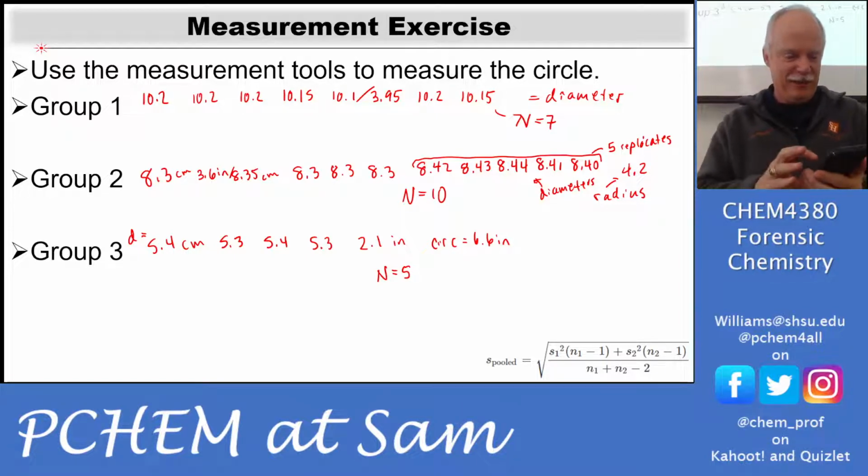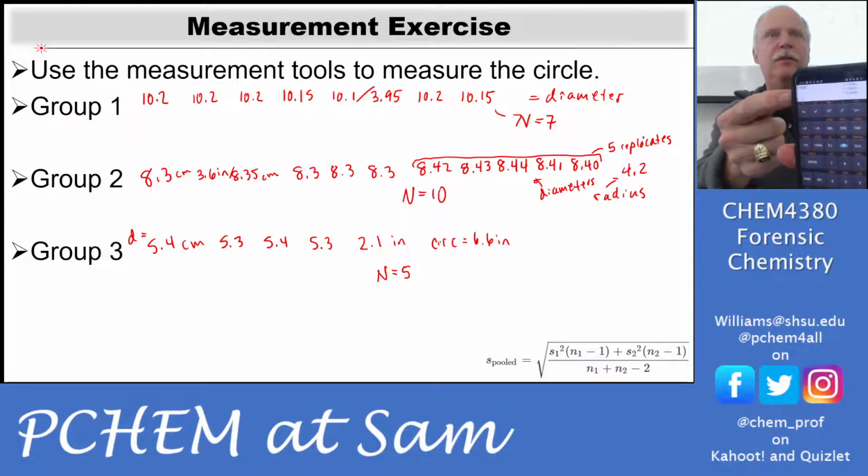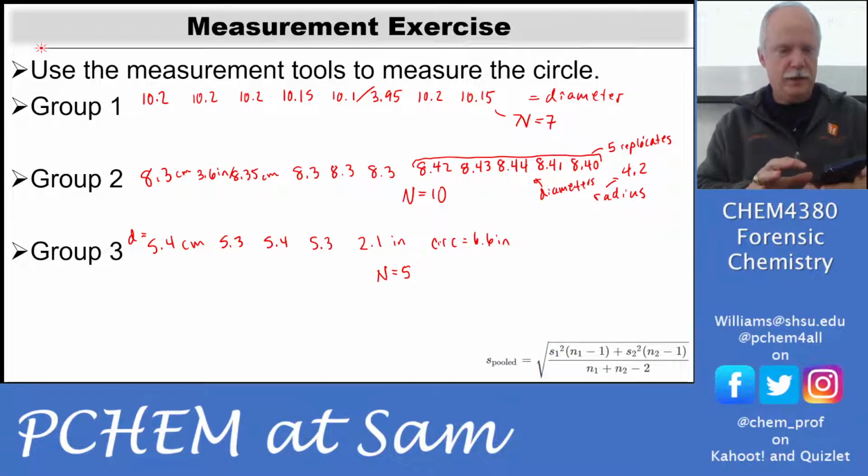Okay. And so I'm going to do the next one, 5.3. And I'm going to hit that little sigma plus button, and it says n equals 2 on my screen. And then 5.4 again. So n equals 3. 5.3. Okay. And then the 2.1, I'm not going to put that one in there because that's in inches. So let's see, it'd be 2.1 times 2.54. So that converted it over to centimeters. So it's 5.334. Okay, I'm going to hit plus. So now I have 5 data points.